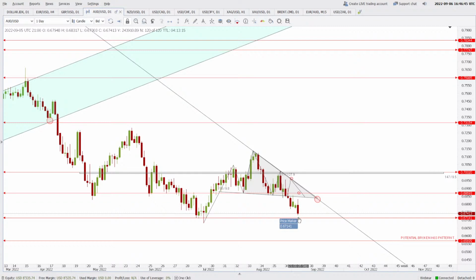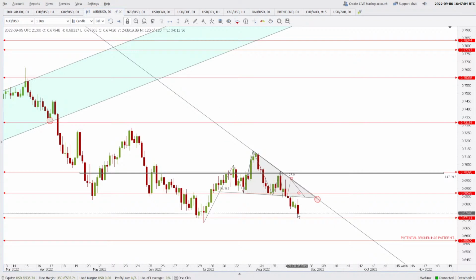Today it seems a bit difficult, but tomorrow I think it can break below 0.6714. If not tomorrow, then maybe on Thursday, I mean on Friday maybe. But it has to break this 0.6714. Looking at the momentum, I can say it.